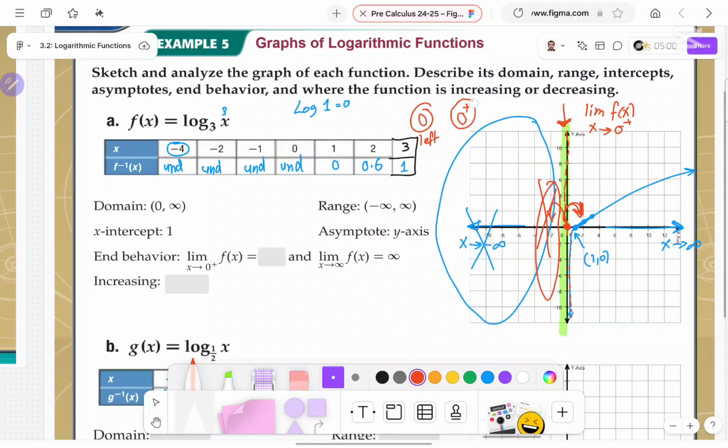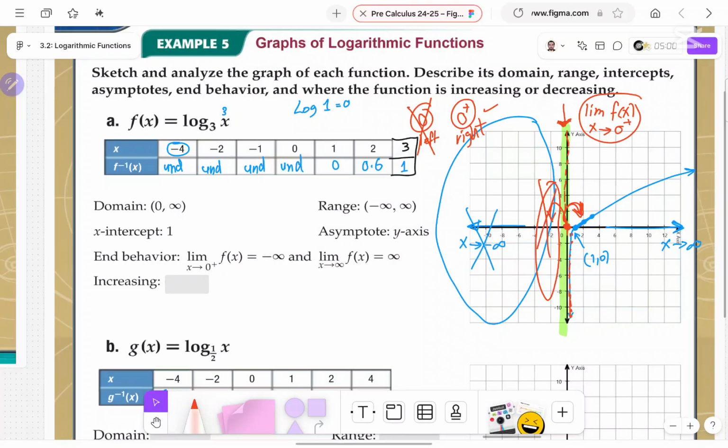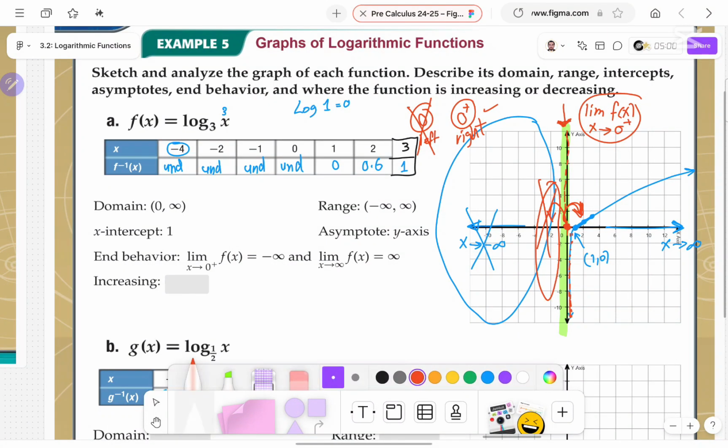Limit as x approaches 0 from the right, so this one from the right. Because the function is on the right, I need to take this one. I don't have any function from the left, so just ignore it. So I have to write now limit f of x when x approaches 0 from the right. Where does the function go? It's going down. Because it's going down forever, the function is decreasing, negative infinity. Okay, I hope you understand this.